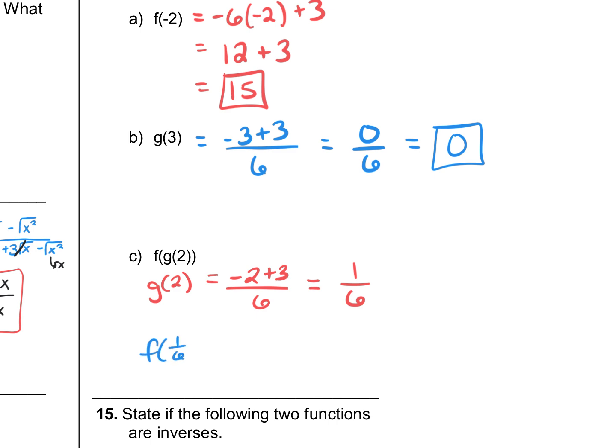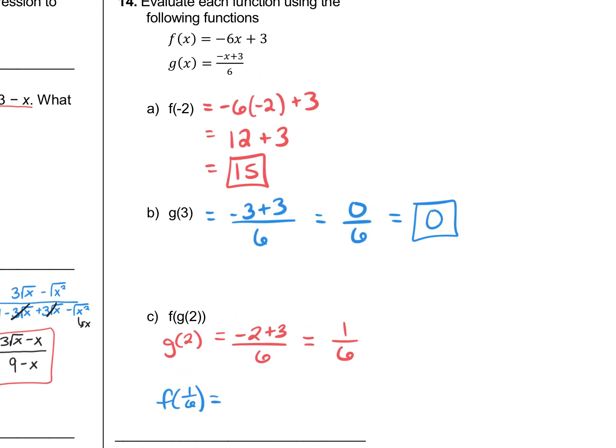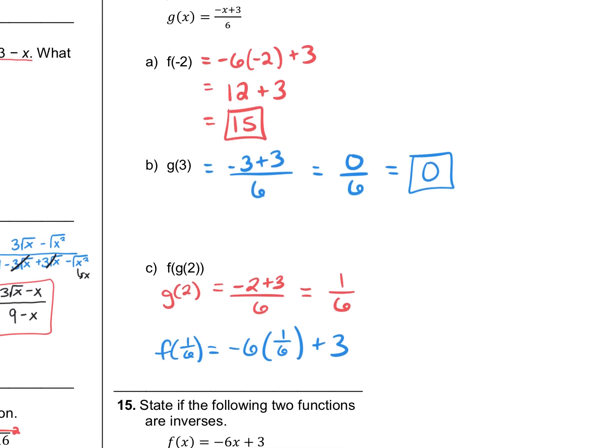There we go. So I'm plugging the 1/6 into the f function here. So this turns into negative 6 times 1 over 6 plus 3. What happens here with that negative 6 and 1 over 6? The 6's cancel. So don't forget we still have this negative though. So this turns into negative 1 plus 3, which is positive 2.